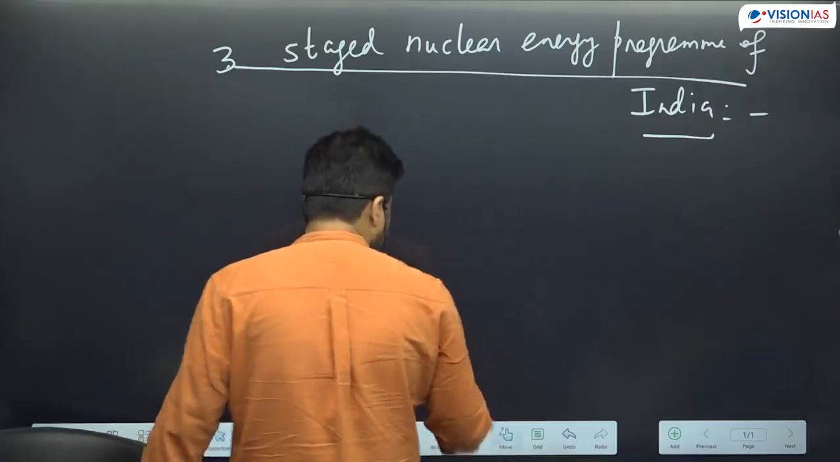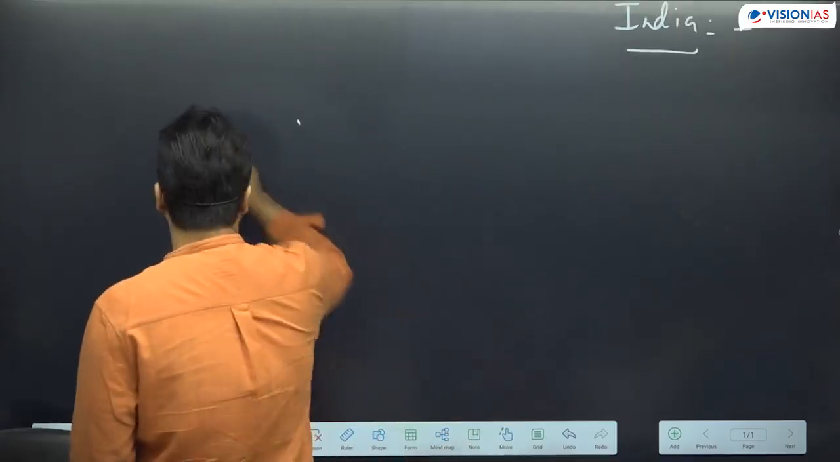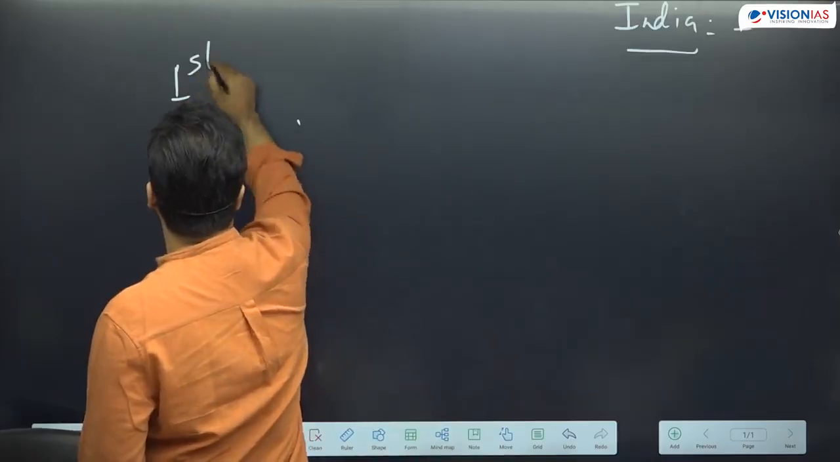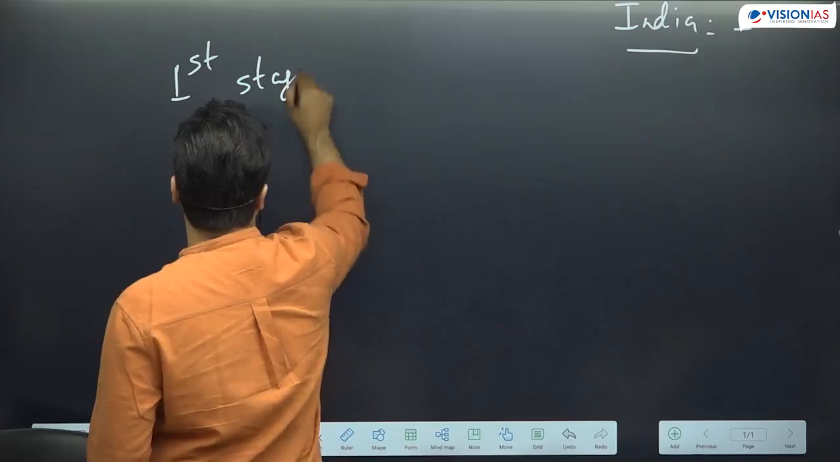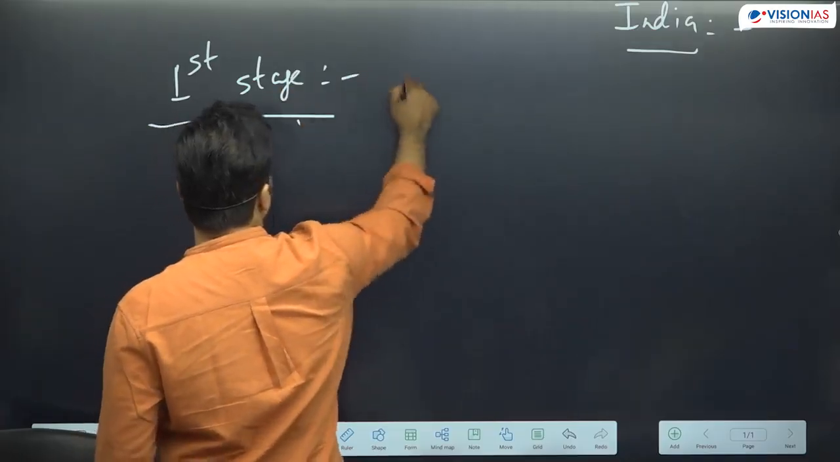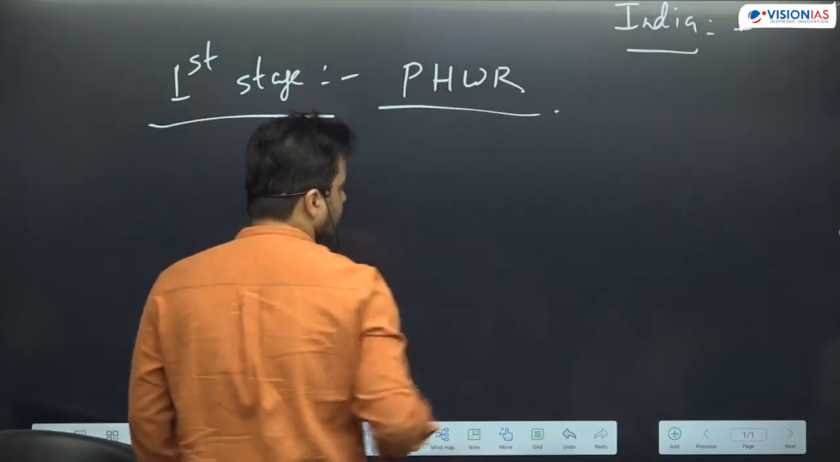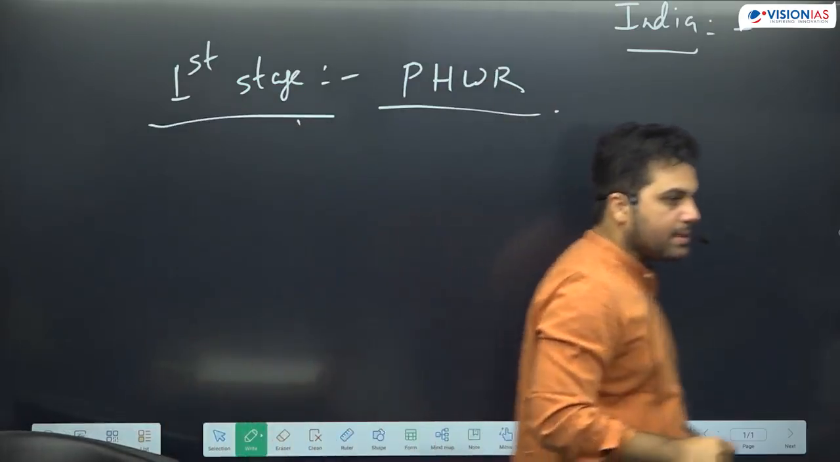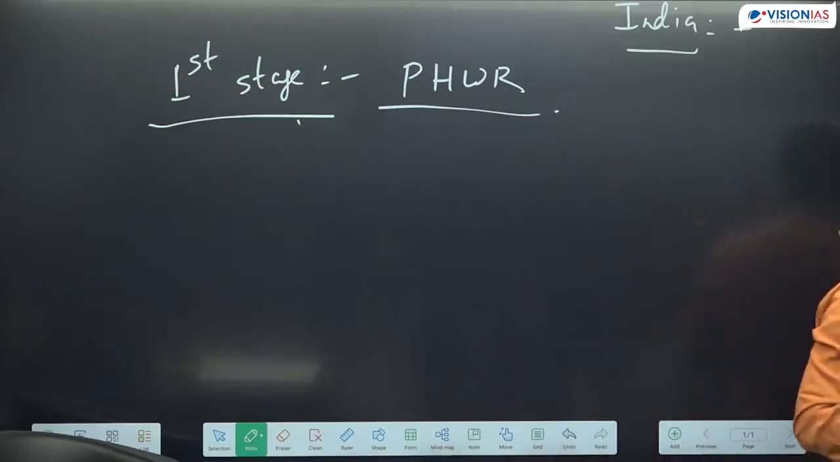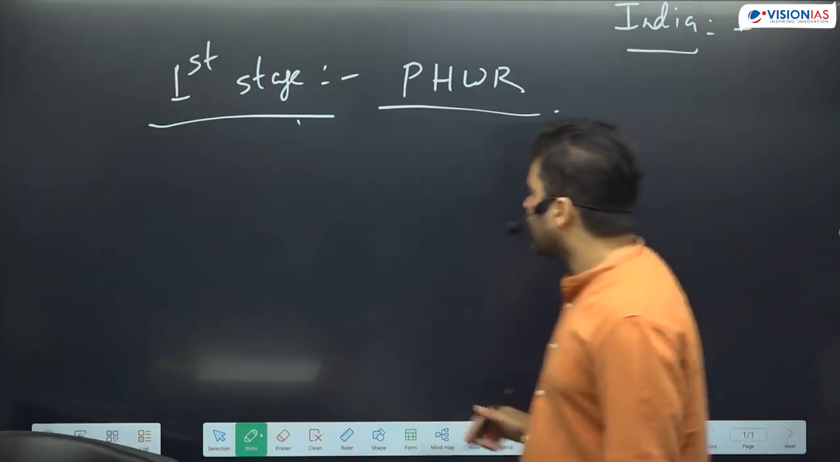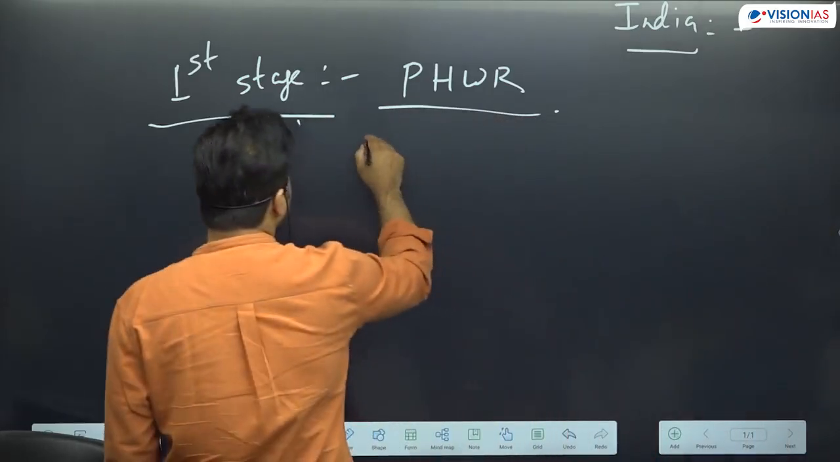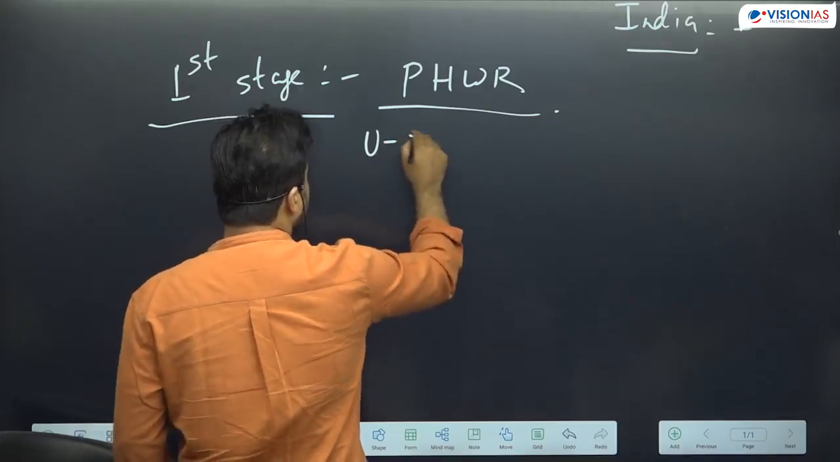Again, you can make this flow chart. I'll explain this in detail, but first make the flow chart. So the first stage includes a pressurized heavy water reactor. I have already told you that in a pressurized heavy water reactor, we use heavy water as moderator and coolant. In it, we will be using uranium, whatever uranium we have.